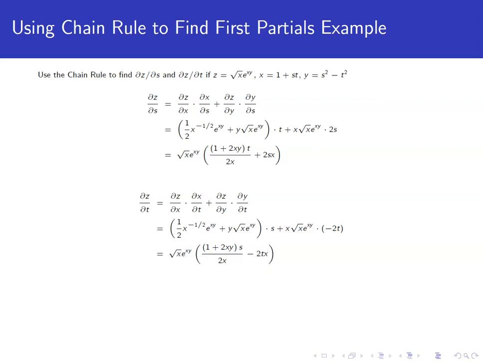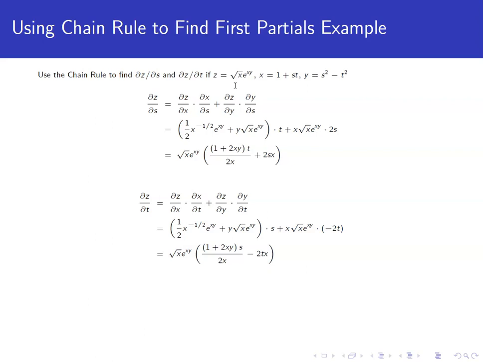Looking at our z function, we notice that with respect to x, we have to use a product rule because we have two functions of x. The derivative of the first will be 1/2 x to the negative 1/2, times the second. Plus, we have the first, which is square root of x, times the derivative of the second. The derivative of e to a power is e to that power, times the derivative of the power. We're doing that with respect to x, so we get a y. So that's where the y root x e to the xy is coming from.